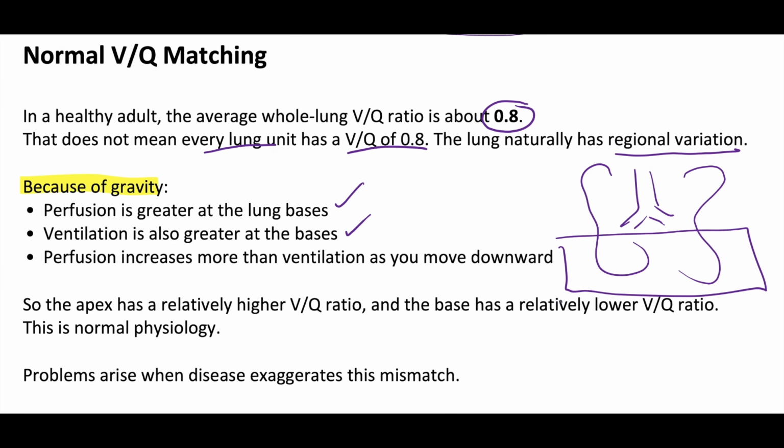Perfusion is greatest at the lung bases because of gravity, right? And ventilation is greatest at the lung bases. So as we move down the lung unit towards the bases, perfusion increases, but it increases more than ventilation. So your VQ ratio, your ventilation perfusion ratio, is higher at the apex, and at the bases it is lower. And that's normal physiologically, okay? Problems arise when there's additional mismatch beyond this.